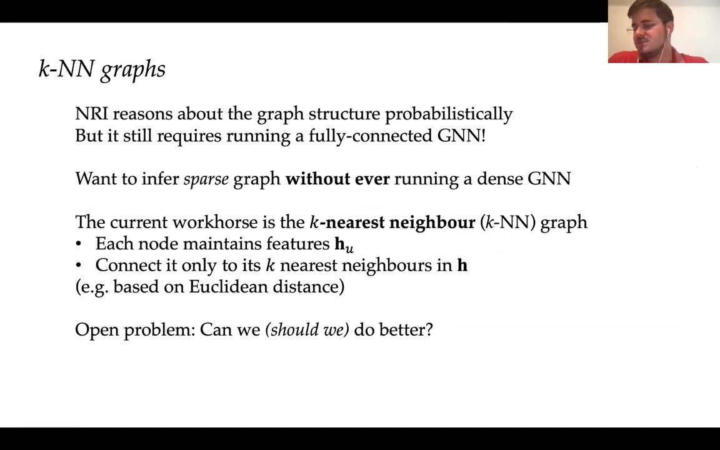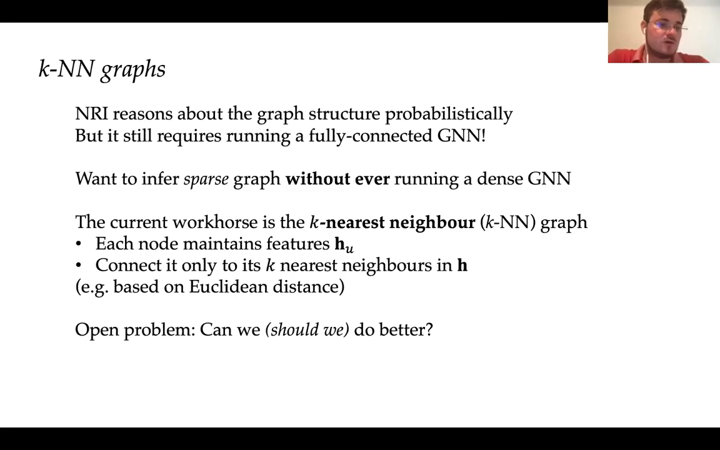Now, this gives us a nice and probabilistic way to reason about the graph structure, but it hasn't solved any of our scalability issues, because to compute the edge probabilities and everything, we still needed to run over a fully connected graph neural network. So this doesn't necessarily fix our problem of wanting sparsity or wanting better scalability. So what we want is to actually infer a sparse graph without ever running on a dense graph to begin with. And this is something that makes it super tricky.